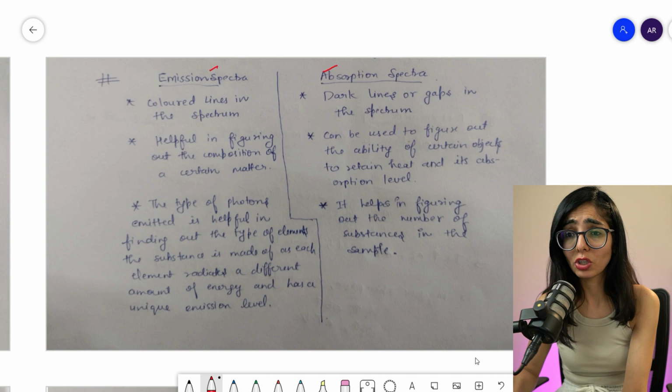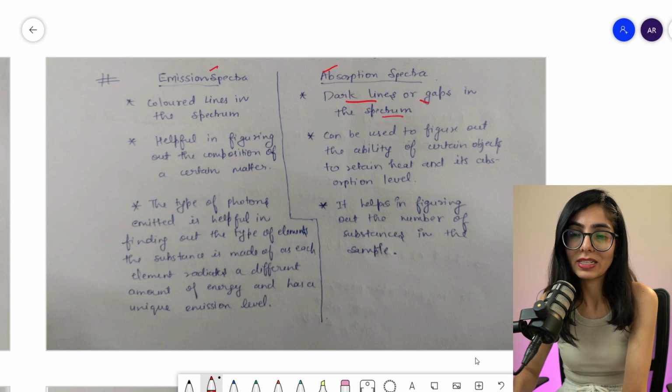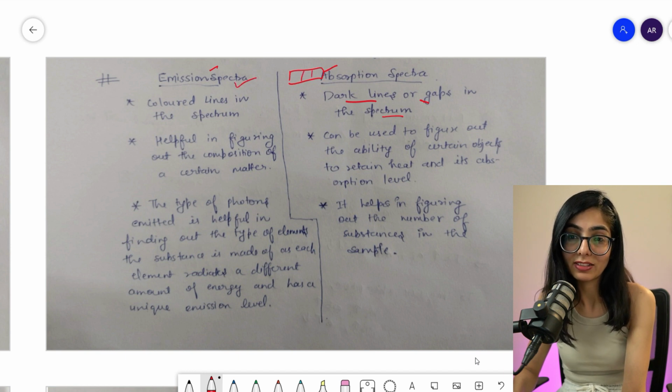Now going back to the topic, it is the absorption spectra. So in absorption spectra, you'll get dark lines or gaps in the spectrum. Suppose your spectrum is like that, you'll be getting dark lines over here or gaps. But in emission spectra, you'll be getting colored lines in the spectrum. Most probably I'll put the picture if I get it, to make you understand very nicely.